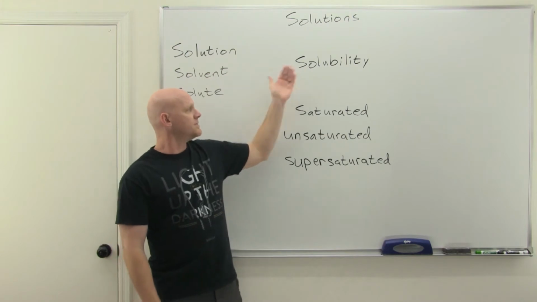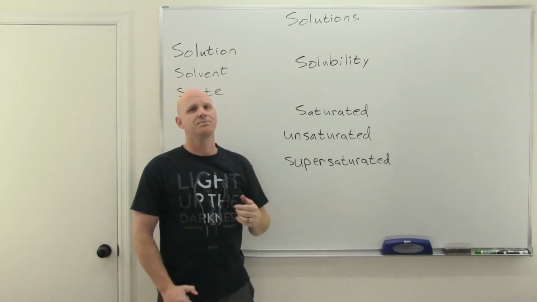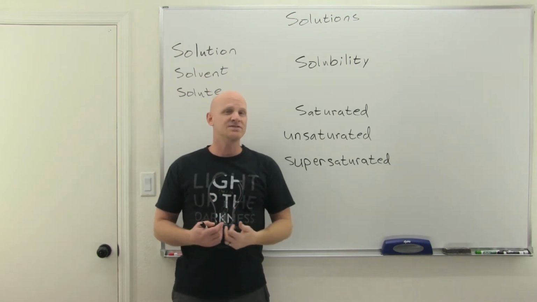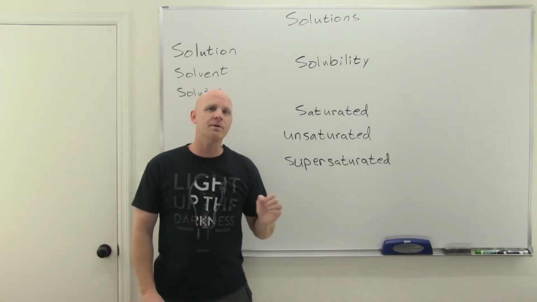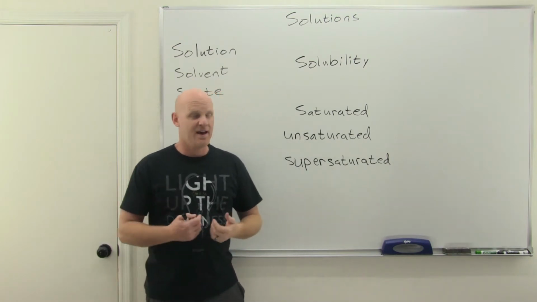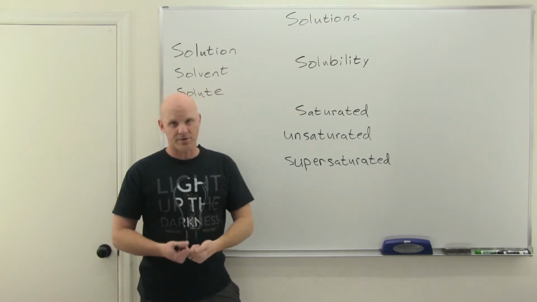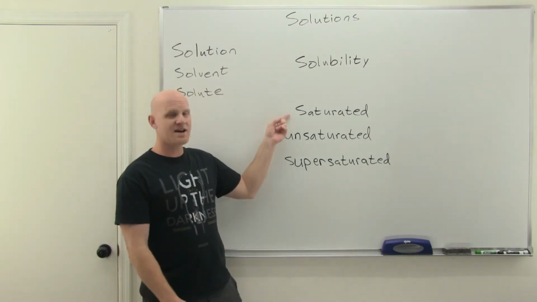And so along with solubility, we've got three related terms: saturated, unsaturated, supersaturated. And we say that a solution is saturated when the maximum amount of a solute is dissolved in that solvent. And again, this varies. For things that are not very soluble, it's going to be a low amount of solute in the solvent to reach that saturation point.